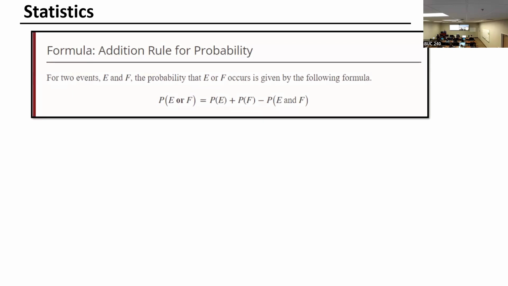For 2 events, E and F, the probability that E or F occurs is given by the following formula. The probability of E or F is equal to the probability of E plus the probability of F minus the probability of E and F. Let's dissect this a little bit so you remember what this is. Let's go back in time. Does anybody remember what this is?